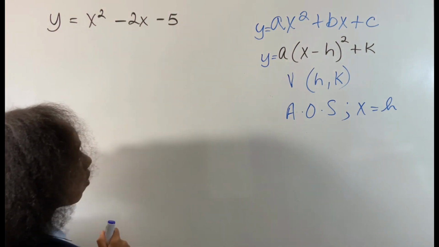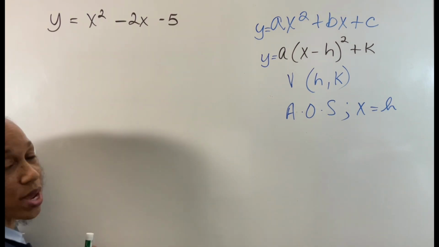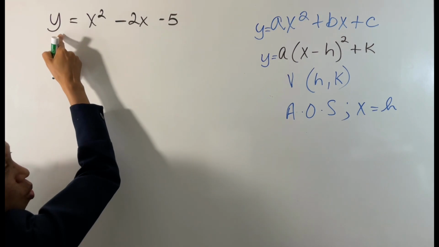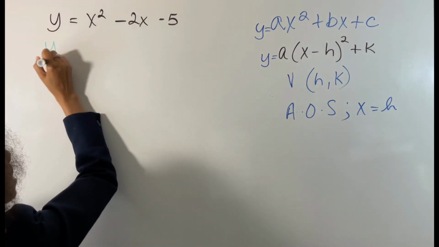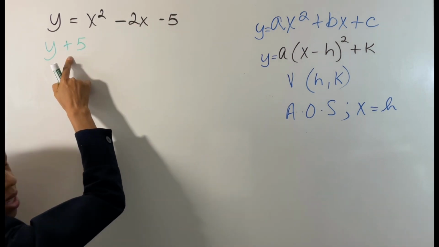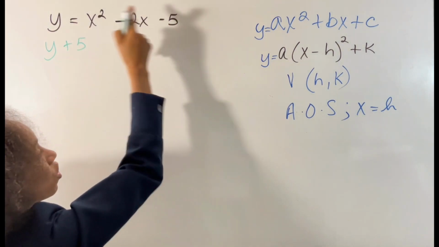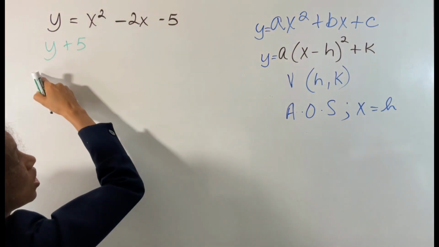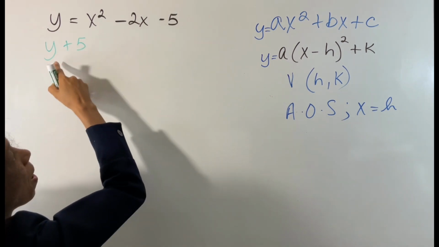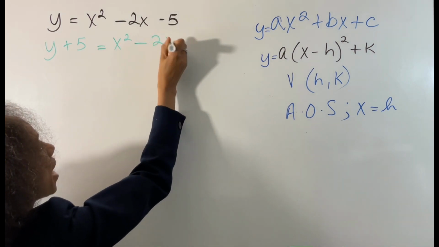So the first thing that we are going to do here, we have our c value, and we need to take that c value and put it to the left side beside our y here. So we have y plus 5, and the reason we had to change the sign to plus is because it is minus 5 when it is to the right of the equation, and to get it to the left we have to change the operation sign from minus to a plus. So we have y plus 5 equal x squared minus 2x.